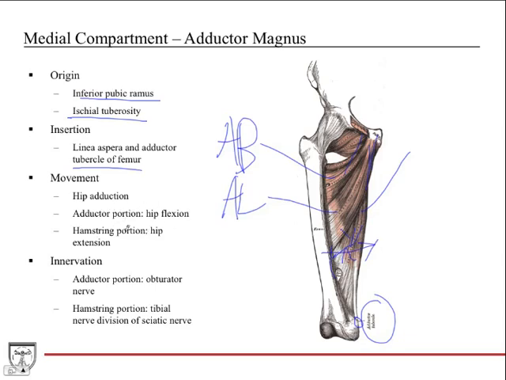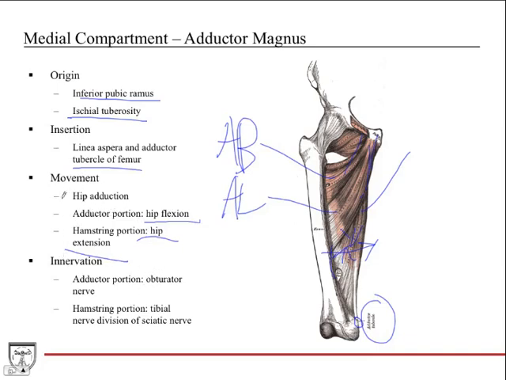The adductor portion is more originating from the inferior pubic ramus up here, more anteriorly. This is going to help with hip flexion. Since it's crossing the hip joint, it's more anterior here. Like the anterior muscles of the thigh, it's going to help with hip flexion. But then there's also the hamstring portion, which more originates from this ischial tuberosity, like many of the other posterior muscles. And so that part of the muscle is actually going to help with hip extension. So this is important to know, where the different movements are.